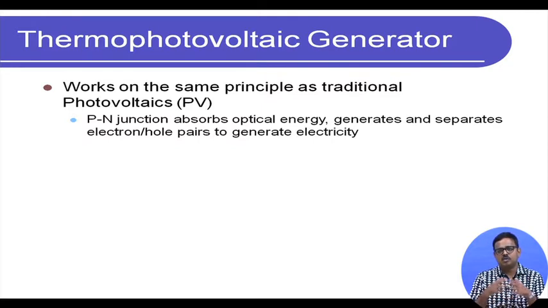Thermophotovoltaic, as the word photovoltaic suggests, works on the same principle as a traditional photovoltaic cell. Most of us have seen the solar collectors on our rooftops, which are primarily photovoltaics. A photovoltaic cell essentially is a PN junction. The input to the PN junction is optical energy. As these PN junctions receive optical energy, they can generate and separate electron hole pairs, and this is how they generate electricity.